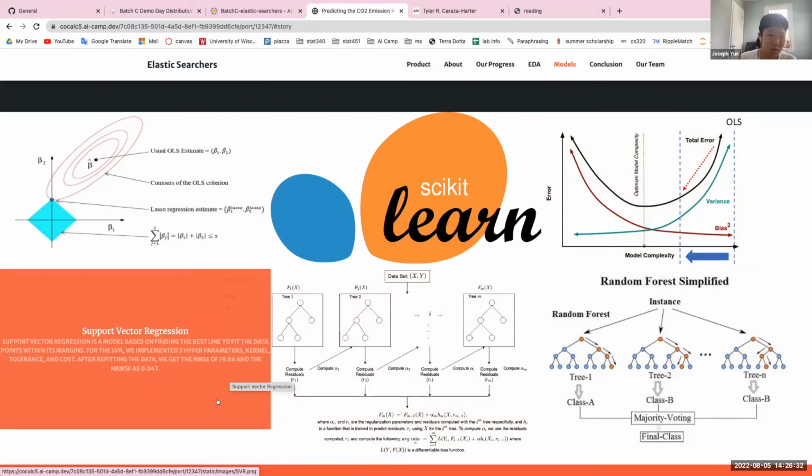So the next model is the support vector regression, which is based on finding the best line to fit the data points within its margins. For the SVR, we implemented 3 hyperparameters: the kernel, tolerance, and the cost. After fitting the data with the grid search results, we get the RMSE of 19.86 and the NRMSE of 0.047.